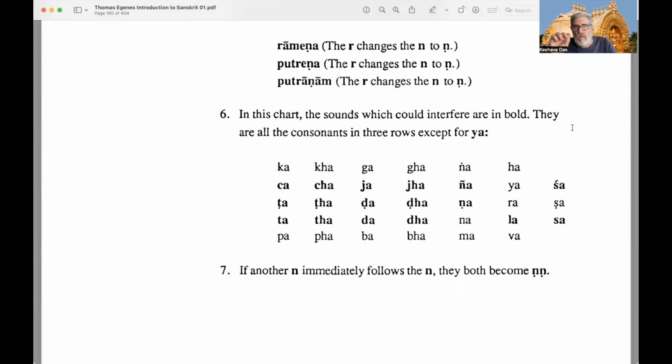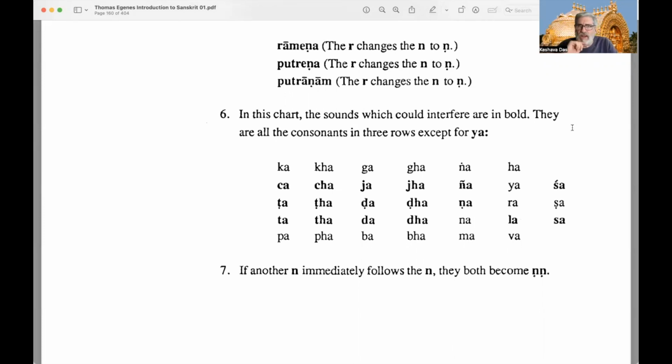Okay, so why is it that we pronounce it Ramena with a cerebral n and not Ramena with a dental n? The reason is because there's an R in the beginning, right? There's an R in the beginning. That R in the beginning of Rama is itself a cerebral type letter, and therefore it changes the dental N to a cerebral N.